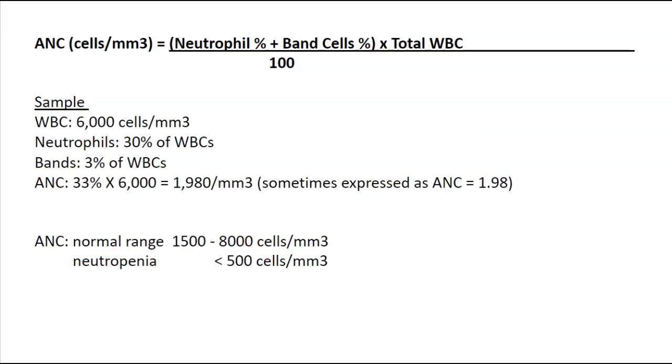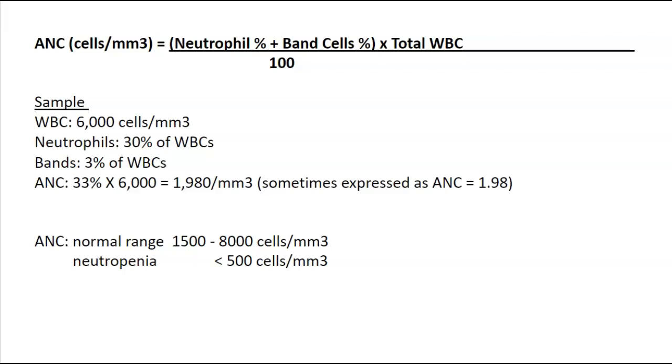So how do we figure out the absolute neutrophil count? Here it is. You take the neutrophil percent plus the bands, multiply that by your total white blood cell count, and divide that by 100. You can see the sample here. White blood cell count is 6,000. Neutrophils are 30 and bands are 3. So it's 33 times 6,000, which is 1,980. So in this case, the person is not neutropenic, right? Because they're at 1,980 and the range is 1,500 to 8,000.